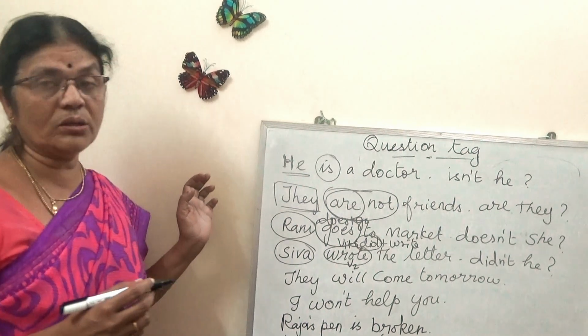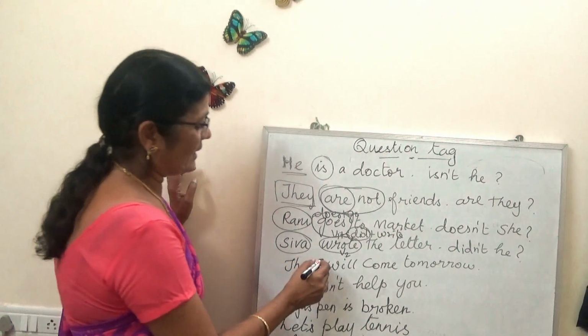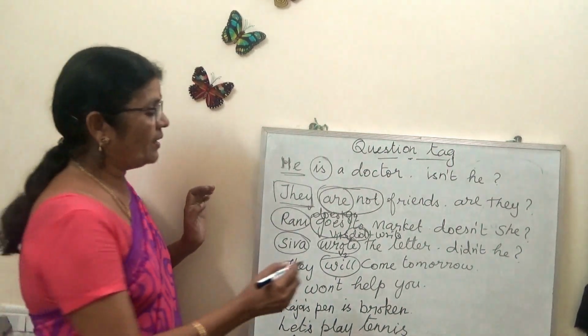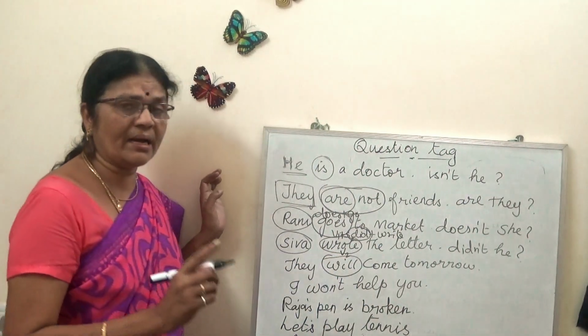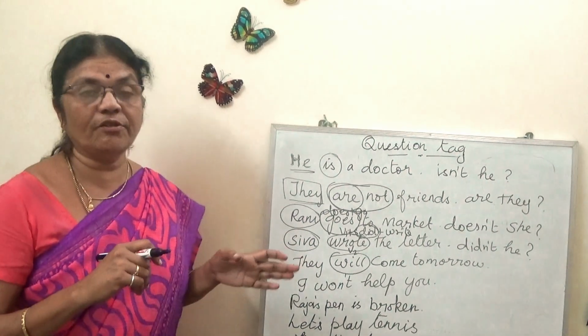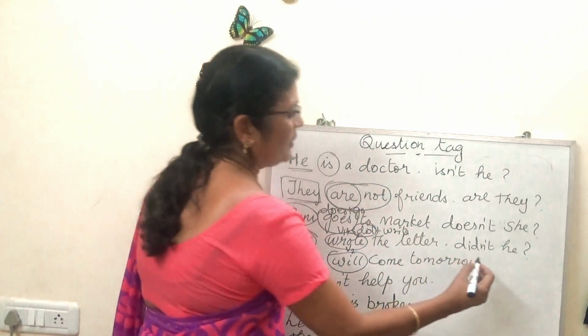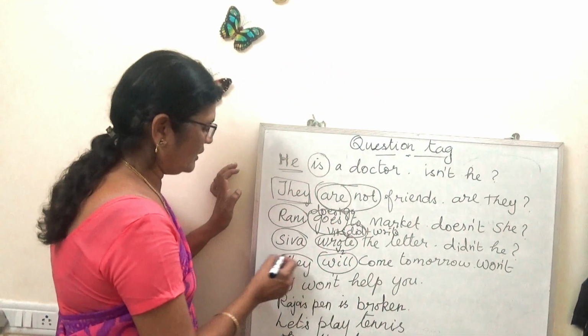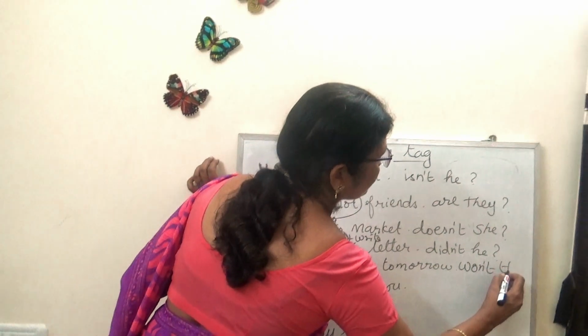And then see the fifth sentence. Identify the auxiliary verb. The auxiliary verb given here is will, and the sentence is positive. So we have to take a negative tag. I have told you in part 1 that the contracted form of will is won't. So here we write won't, and the subject is they. Won't they?